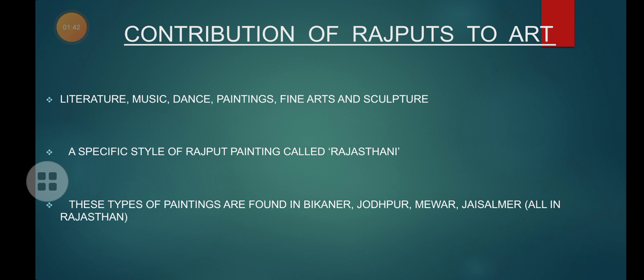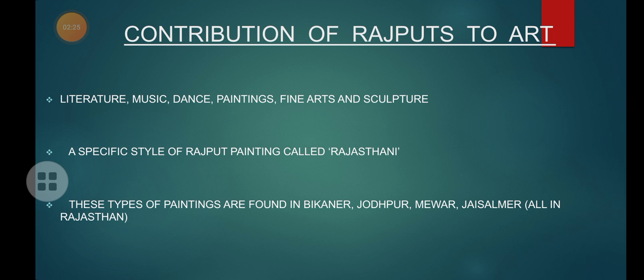in this topic. A specific type of art in the style of Rajput painting is called Rajasthani. So what is Rajasthani? It is a specific style of Rajput painting. What does this painting contain? It contains pictures showing some kind of religious ideas, ideas about God. These types of paintings are drawn in the courts of the royal palaces of the Rajput kings.